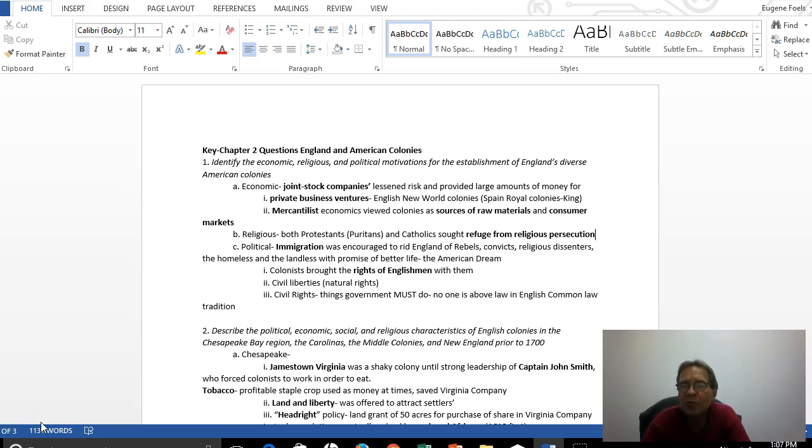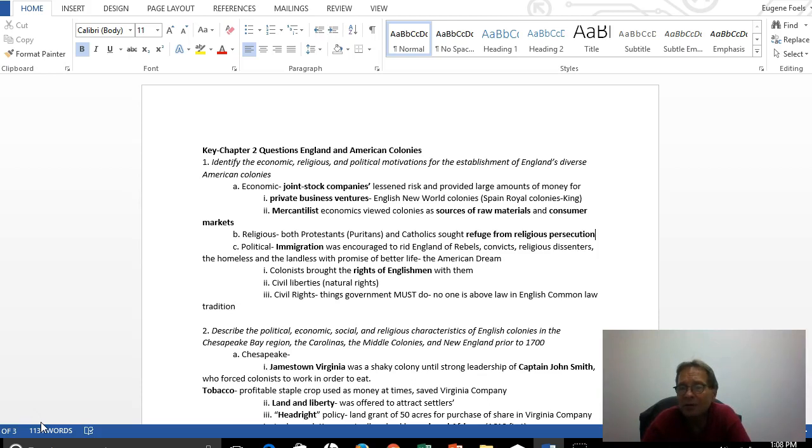Some of the religious motivations are freedom from persecution. The Puritans are very upset at the Church of England and some of its practices with icons and relics. They believe that to be blasphemy, hence the name. They were Puritans. And that is one of the reasons why they left and landed at Plymouth and helped establish the Massachusetts Bay Colony at the beginning.